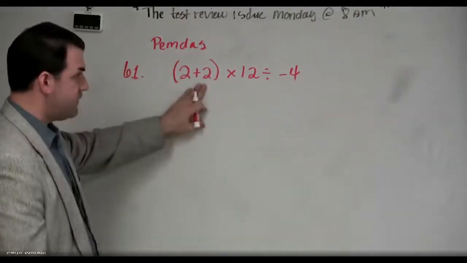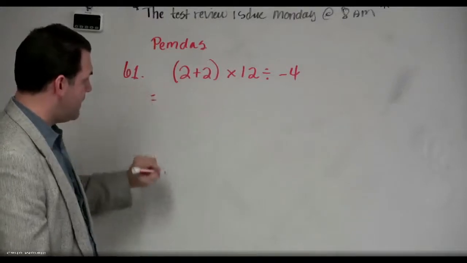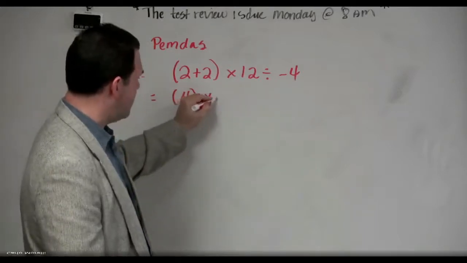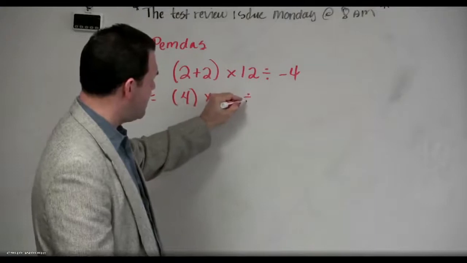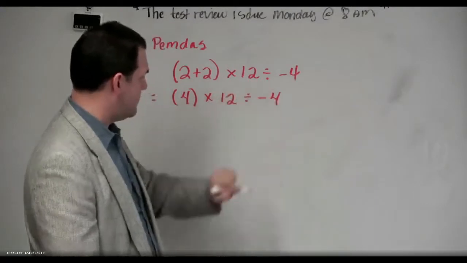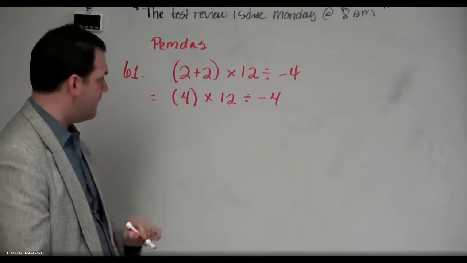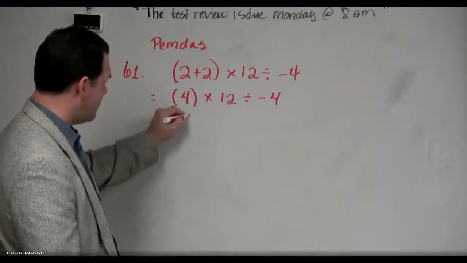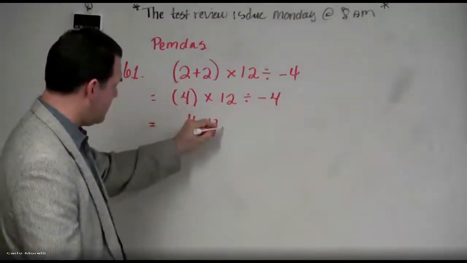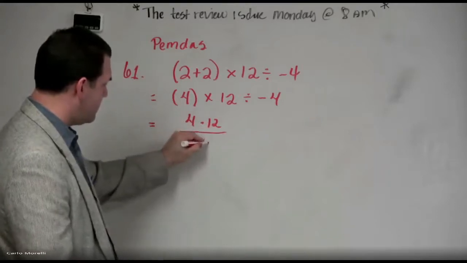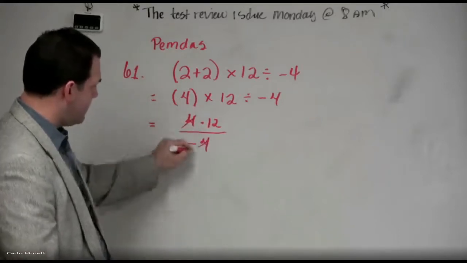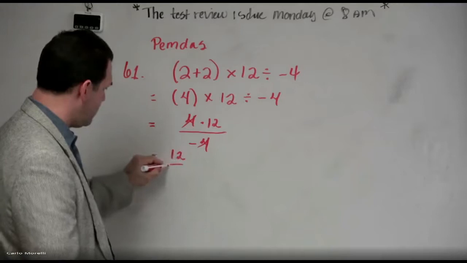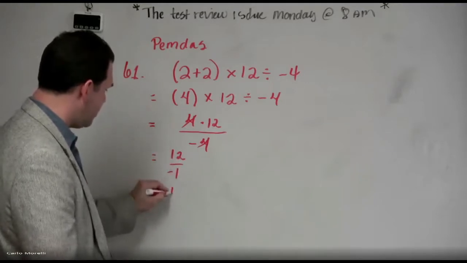So first we do parentheses. So first we're going to add 2 plus 2. Big brain, 4. So now I have 4 times 12 divided by -4. Okay, another way of writing this that makes it a little bit easier to understand what we're doing is to do 4 times 12 over -4. And then I can cancel these 4's out. And this is equal to 12 over -1, which is just -12.